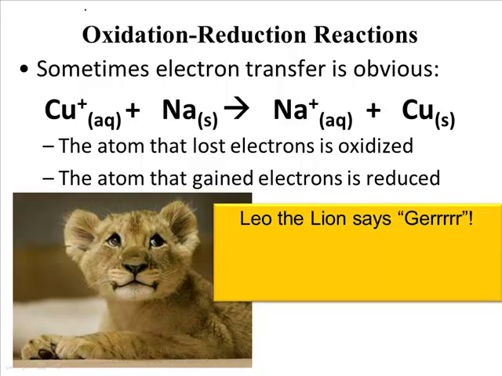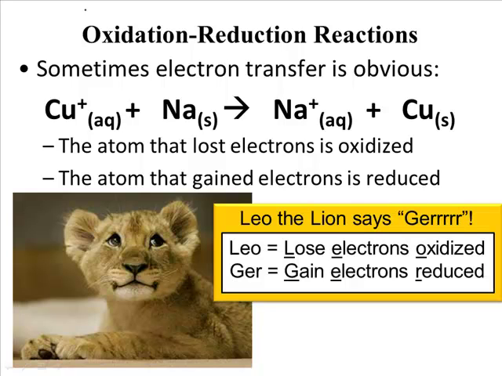Why is this important? Well, it seems silly, but it's part of a mnemonic device that helps us remember when you lose electrons from an atom, that atom is oxidized. But when an atom gains electrons, it's reduced. Hence the phrase, Leo the Lion says grr. It's a trick and it's a silly one, but it's definitely going to help you remember that any atom that loses electrons is oxidized.